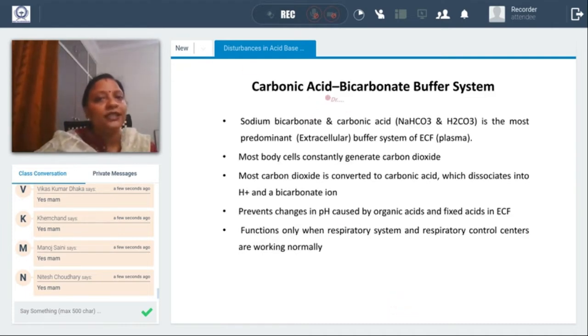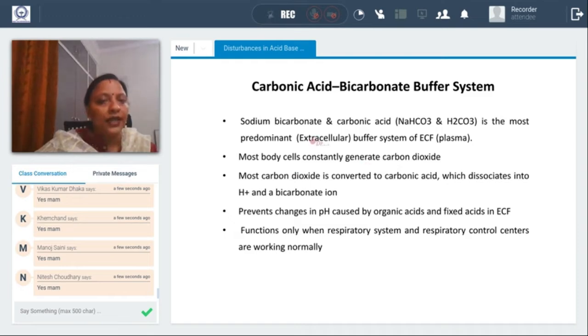The first buffer is the carbonic acid bicarbonate buffer system. You all know H2CO3 is carbonic acid and HCO3 minus is bicarbonate. Sodium bicarbonate is the salt of carbonic acid H2CO3. NaHCO3 is the most predominant extracellular buffer system of the ECF, extracellular fluid, we can say plasma.